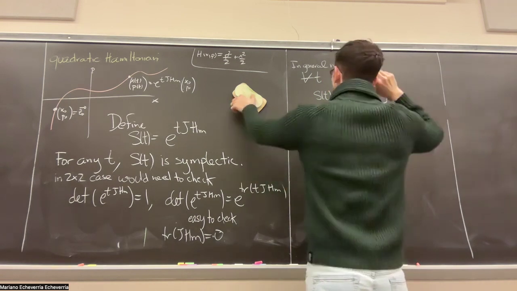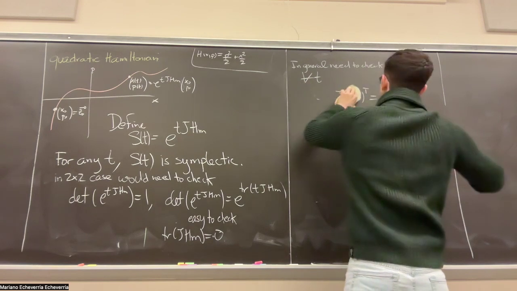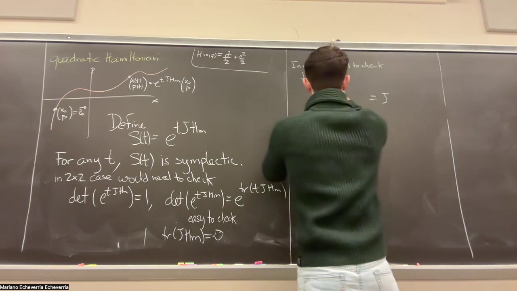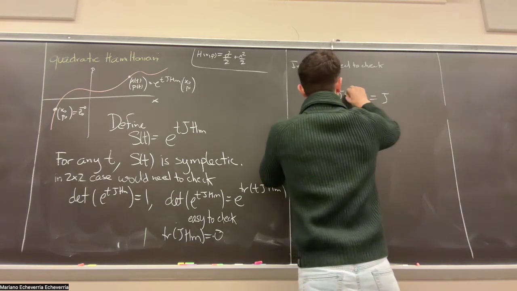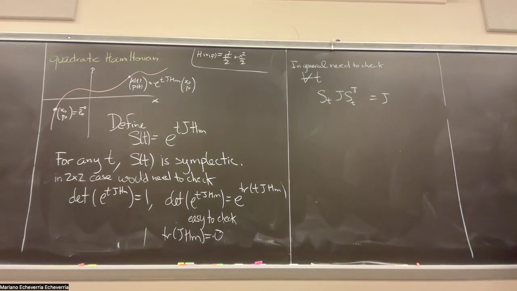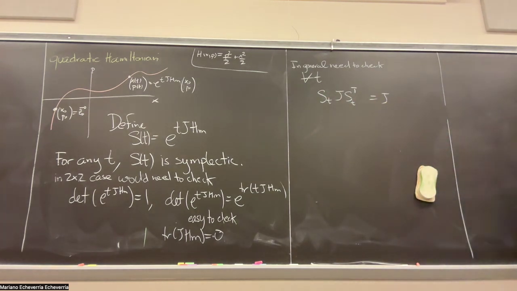Equals J. In fact, if you want, I will write the t as a subscript, so that is less annoying to the eyes. So it was just that if you do S J S transpose, you get J back. That was the definition of symplectic, and we have to check that that works for any value of t.